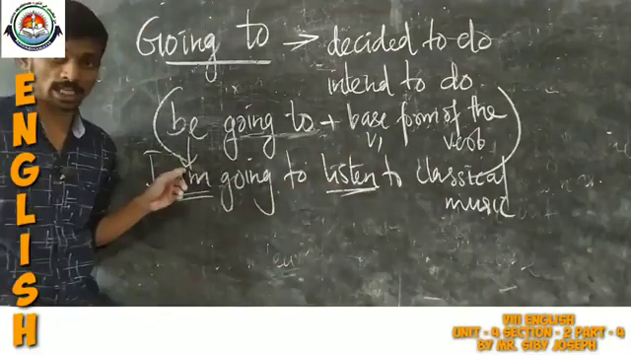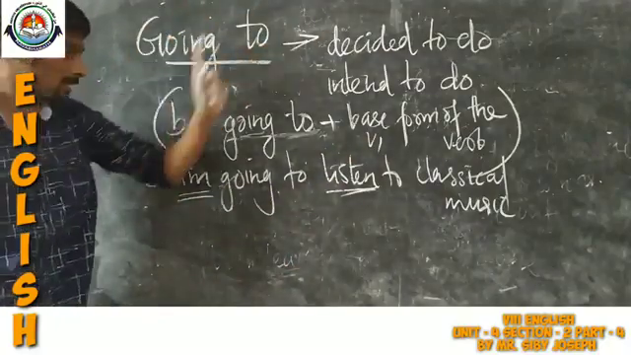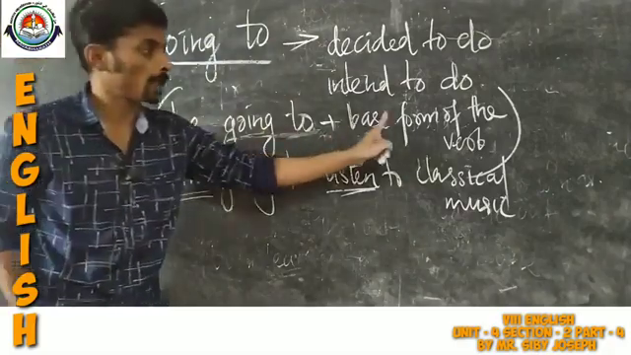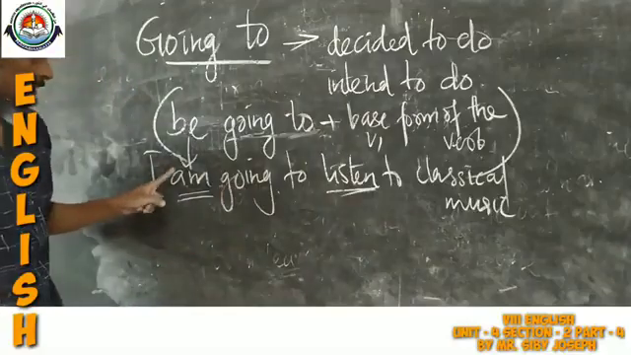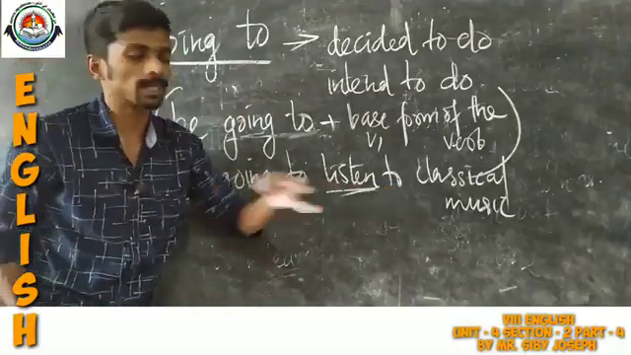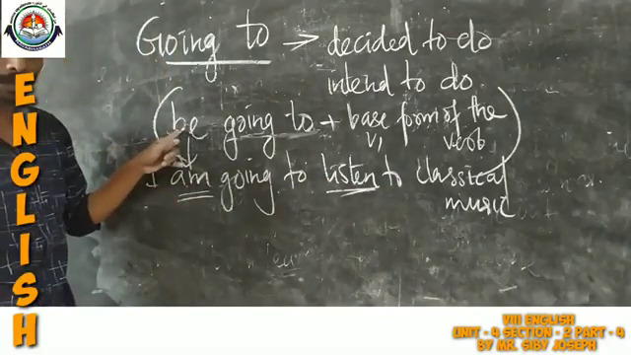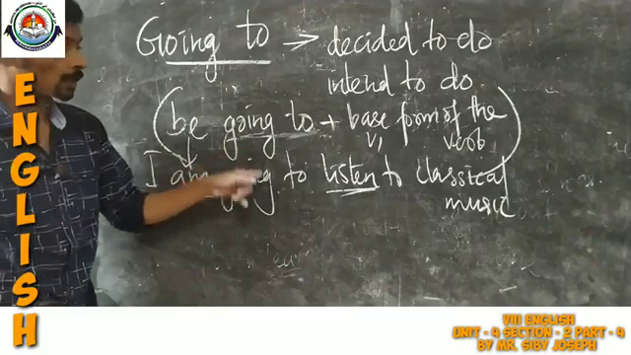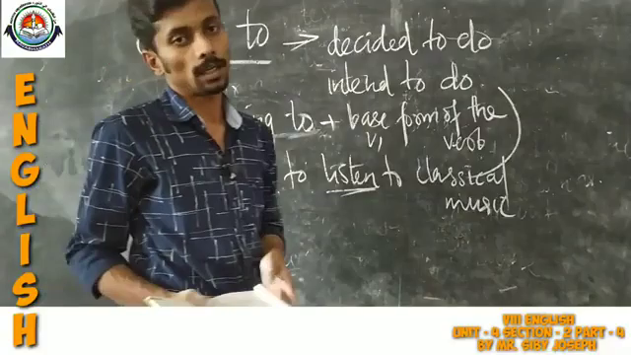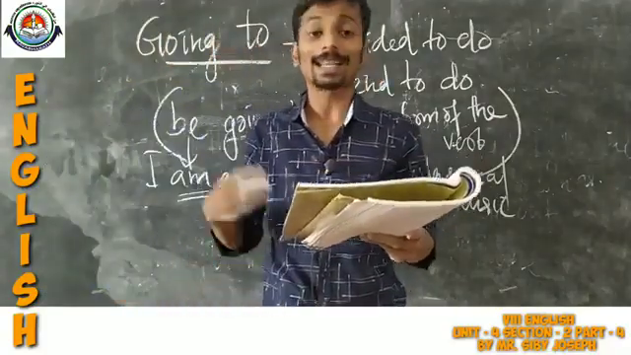So, whenever you are using going to in a future sense, you have to strictly follow this structure, be going to plus base form of the verb. So, I am going to listen to classical music. Here we have am as the be form, then going to, then listen as the base form of the verb.